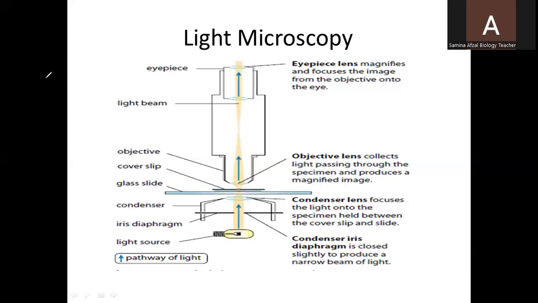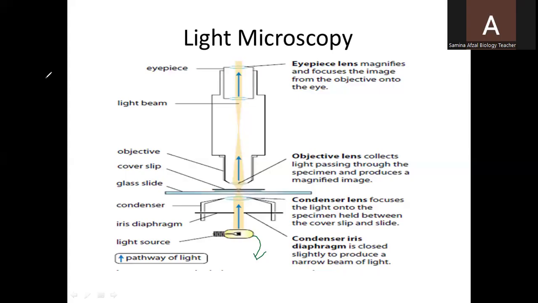The objective lens is kept over the object which you have to study on the slide. The light beam will pass through this object and reach your eye, and with the help of the eyepiece you can observe the specimen or the slide which is kept for study. Here I would like to say the light source can be a small bulb.